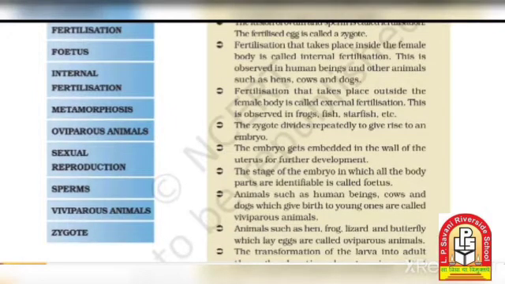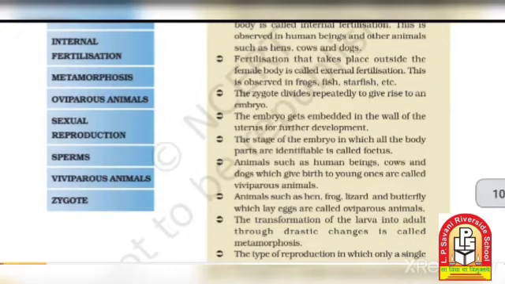And the fertilization that takes place outside the female body is called external fertilization. So whenever the female lays eggs and fertilization happens outside, it is called external fertilization. This is observed in frog, fish and starfish. So frog, fish and starfish do external fertilization, which is with eggs.